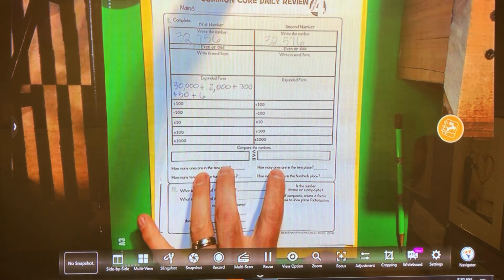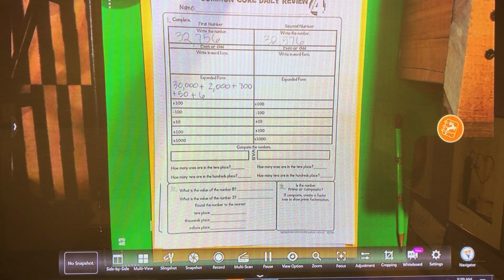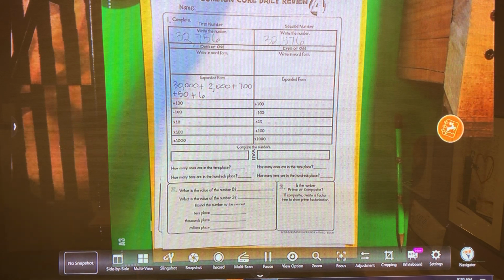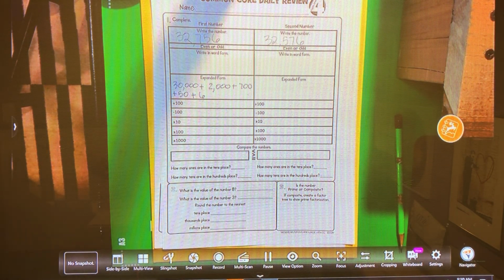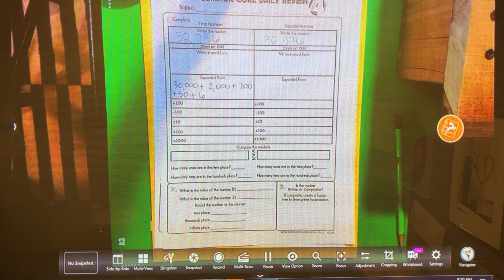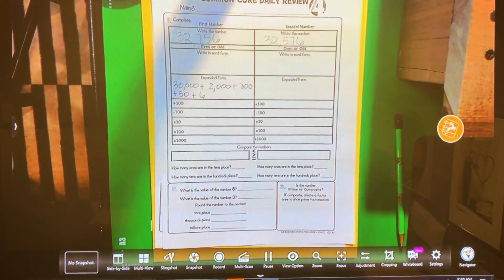These questions right here can be tricky. They are often overthought, but if your child is having a hard time with those questions, don't worry about it. Just have them, kids, persevere through these problems, and don't let it stump you. Okay, if you have to draw a picture, draw a picture. Okay, number 2.